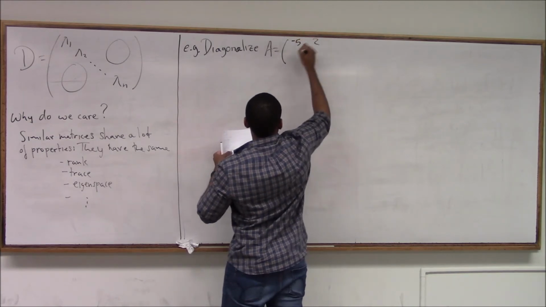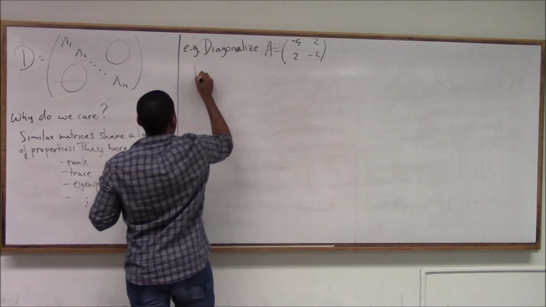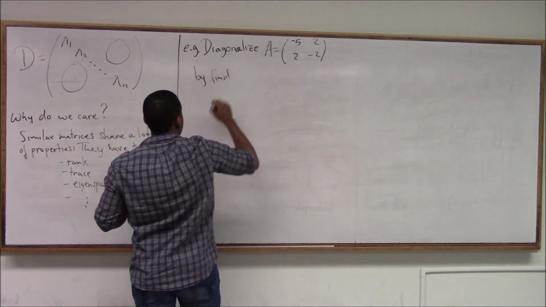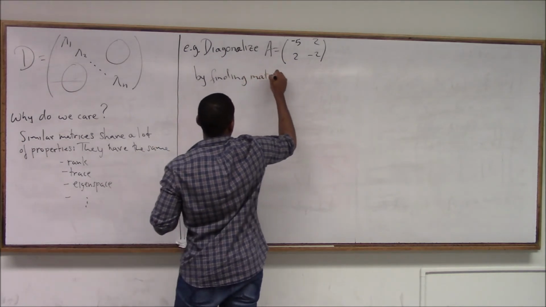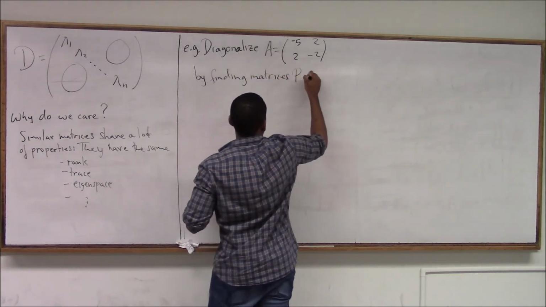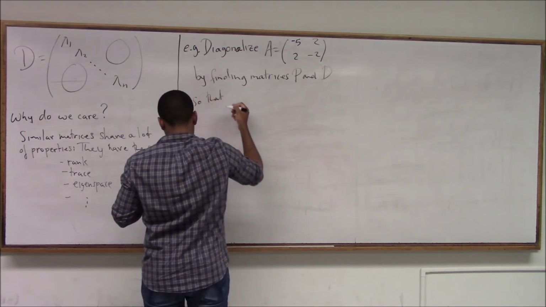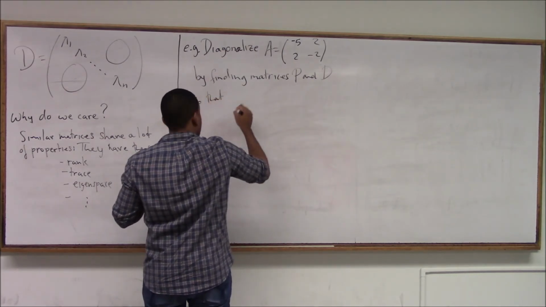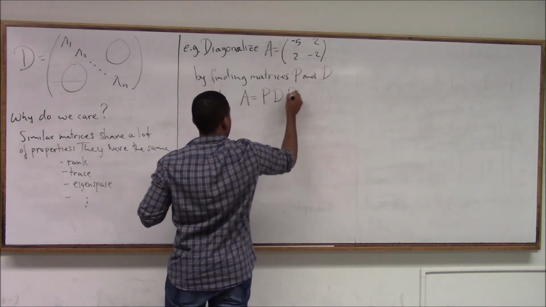Equals [-5, 2; 2, -2]. So it's going to ask you specifically to find the matrices P and D, by finding matrices P and D so that A is equal to P times D times P inverse.